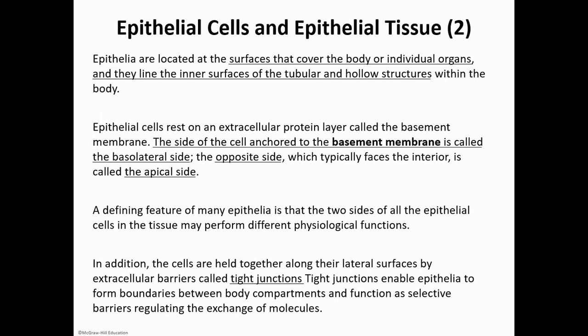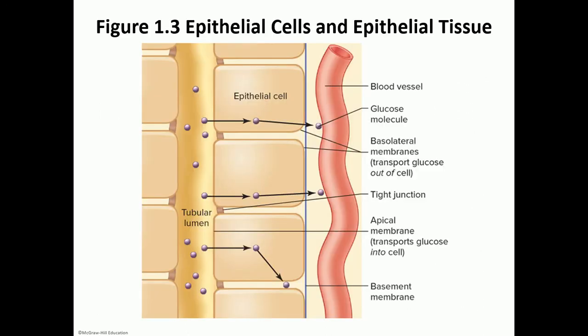Now, what anchors these epithelial cells to the rest of the cells, or to the connective tissue? Well, there is the function of the basement membrane. The basement membrane separates the epithelial cells on one side from the connective tissue or the connective cells on the other side. And we'll see that when we get to the next slide. So we'll go to the next slide right away.